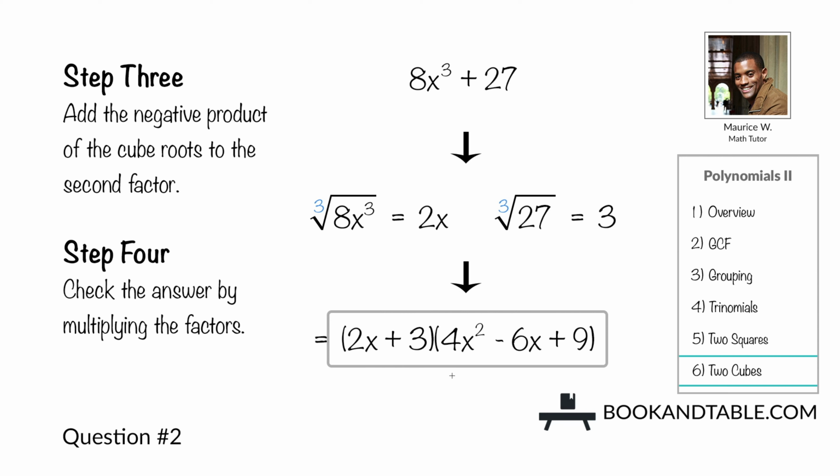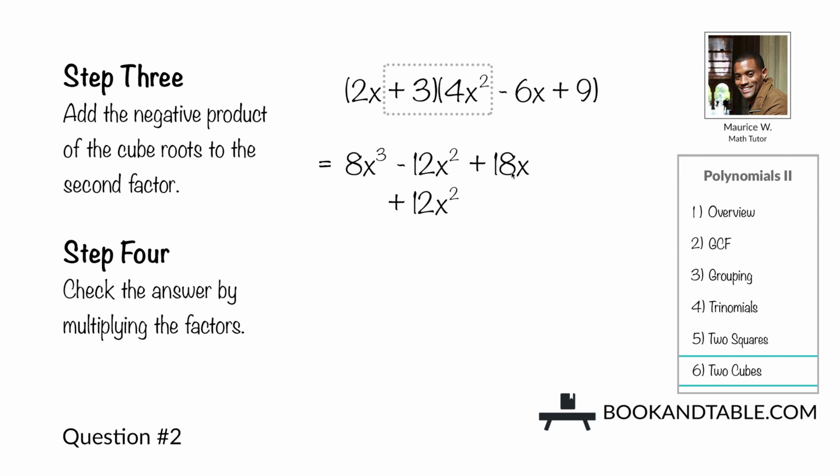And now step 4, check the answer by multiplying the factors. When we do so, the final polynomial must be 8x cubed plus 27 to confirm that we found the correct factors. So we get 2x times 4x squared, which will give us 8x cubed. Then we have 2x times negative 6x, which will give us negative 12x squared. Then we have 2x times positive 9, which is positive 18x.